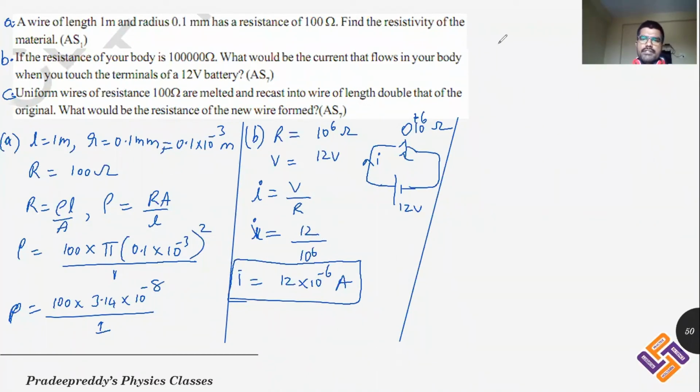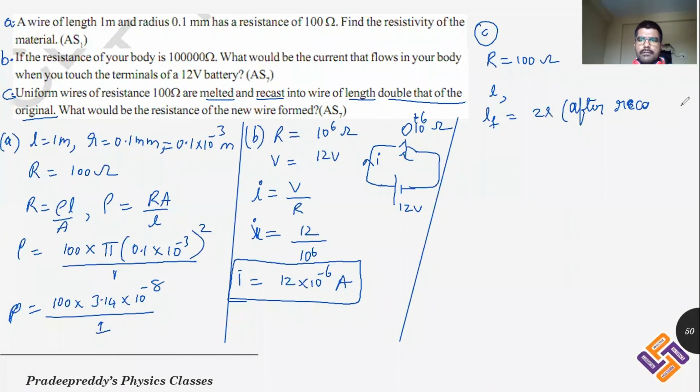Next, coming to question number C. A uniform wire of resistance R is equal to 100 ohm is melted and recast into wire of length double that of the original. So we have a wire of length L and recasted final length is equal to 2 times length L. This is after recasting. After recasting, what would be resistance of the new wire formed?